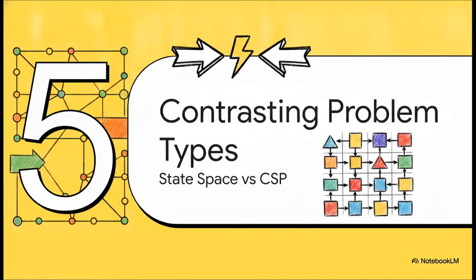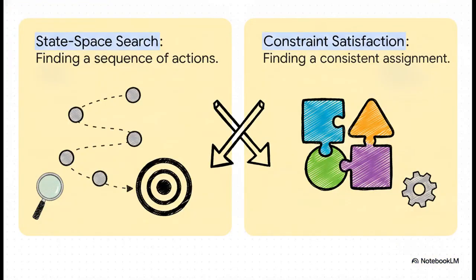All right, Section 5, contrasting problem types, state space versus constraint satisfaction. Notice the difference here, because honestly, this is the absolute crux of this whole explainer. The water jug problem used state space search. It was entirely focused on finding a valid sequence of actions to travel from point A to point B. The how mattered immensely. But map coloring used constraint satisfaction. It really didn't care about the sequence of how we colored the map. It only cared about finding a consistent variable assignment that satisfied all the structural rules. They are two totally different ways to formulate problems for an AI to solve.